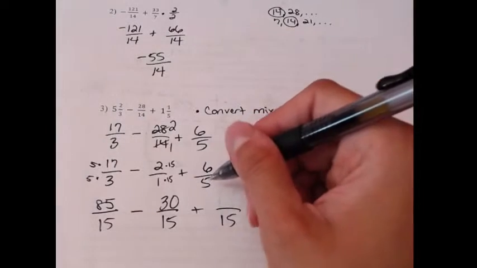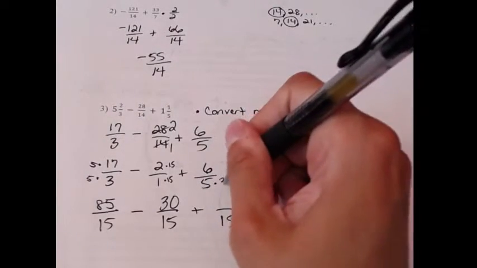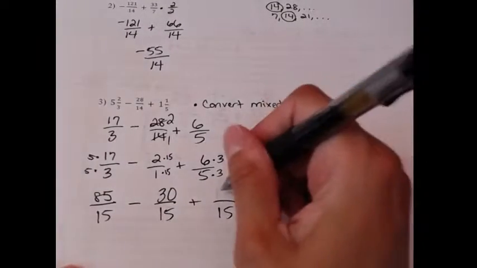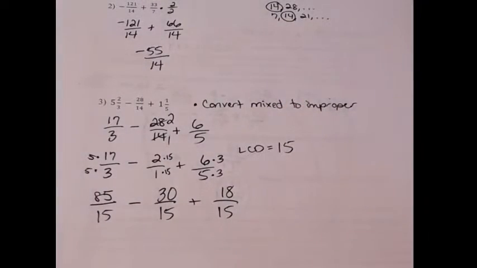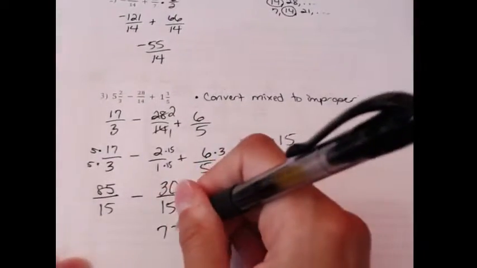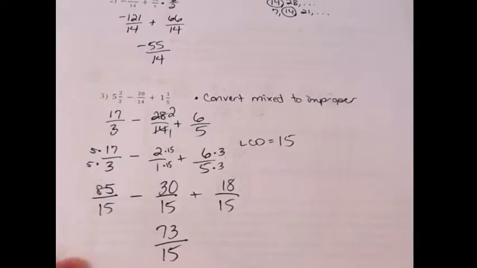Lastly, we want to go from 5 to 15. That means we have to multiply by 3. What you do to the denominator, do to the numerator, and that gives us 18. The great thing about this is all we have to do now is move from left to right. So we have 85 minus 30, which is 55, plus 18, which is 73. So our final answer is 73 over 15.